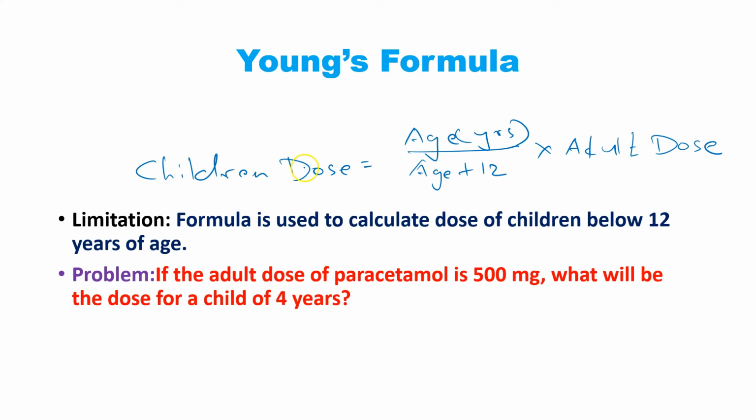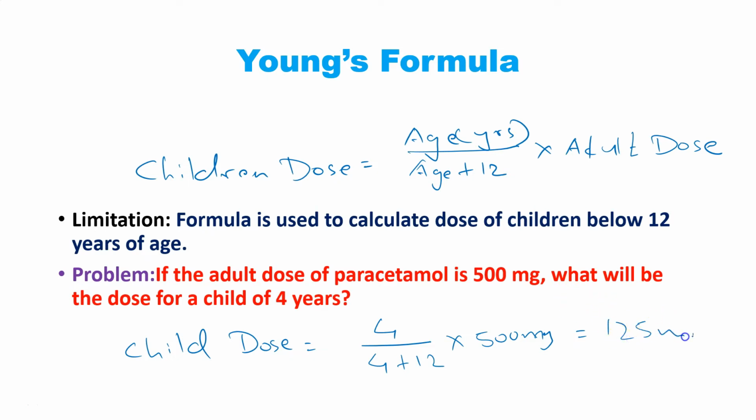Now let us calculate by this formula. The child dose is equal to age, and the age is given in years. So you need to write the age in years only at both places, and don't write in months. If it is given in months, then you convert it to years. So I will write 4, divided by age again, so 4 plus 12, into adult dose, which is 500 milligram. And if I calculate it, it will be 125 milligram.